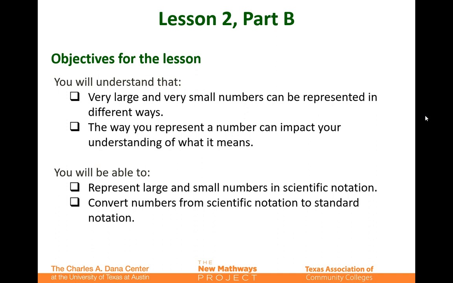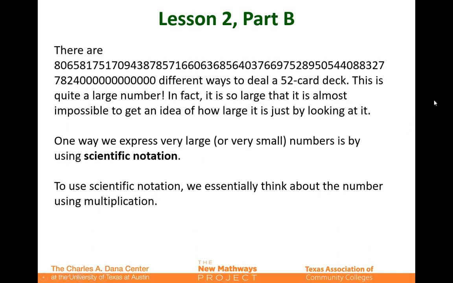We want to be able to represent large and small numbers in scientific notation, and we want to be able to convert those things from scientific notation back to standard notation. Oh my goodness. So this number is the different ways to deal a 52 card deck. It's a very large number, and it's impossible to get an idea of how large it is just by looking at it. One way we express very large or very small numbers is by using scientific notation.